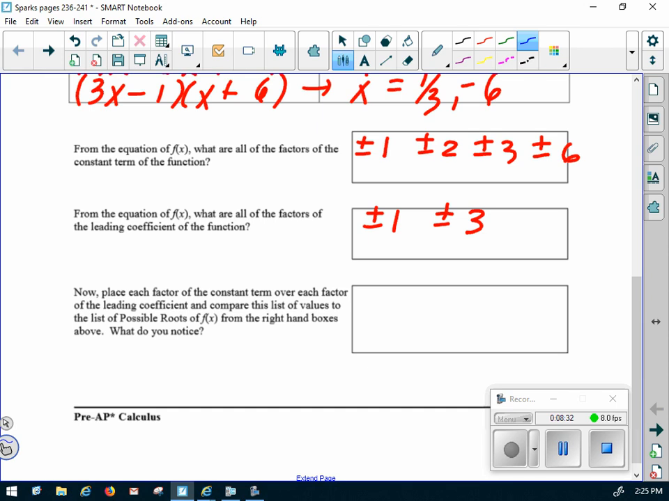I'd have 1 over 1, right? I'd have 1 over 3. I'd have 2 over 1. I'd have 2 over 3. Do you see where I'm getting everything? I'd have 3 over 1. I'd have 3 over 3, but that's 1, and I've already got that written down. I'd have 6 over 1, and I'd have 6 over 3, which is 2, which I already have written down.